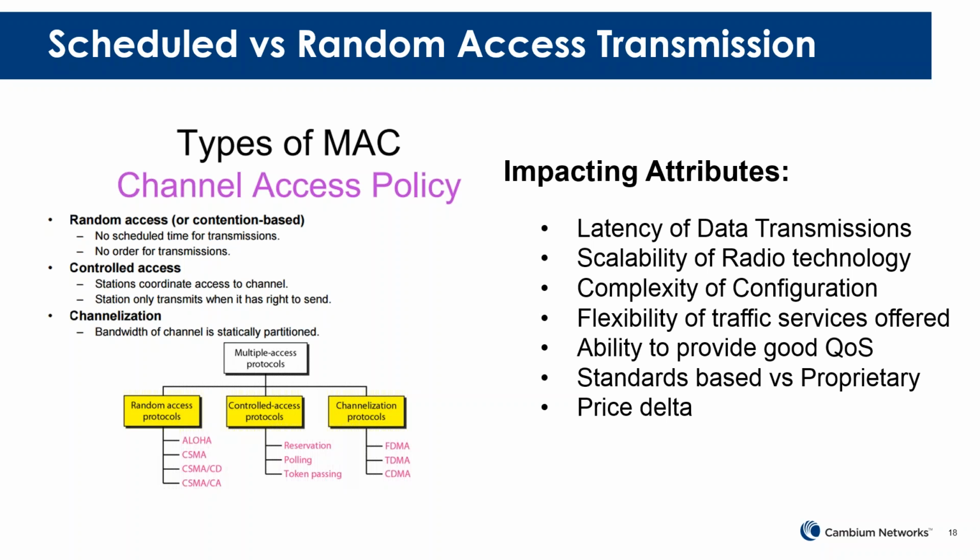High level, what I put here is a couple different things. Some channel access policies, typical ones. So random access or contention based. This is what you typically find in your home Wi-Fi router, a scenario where it's first come, first served.